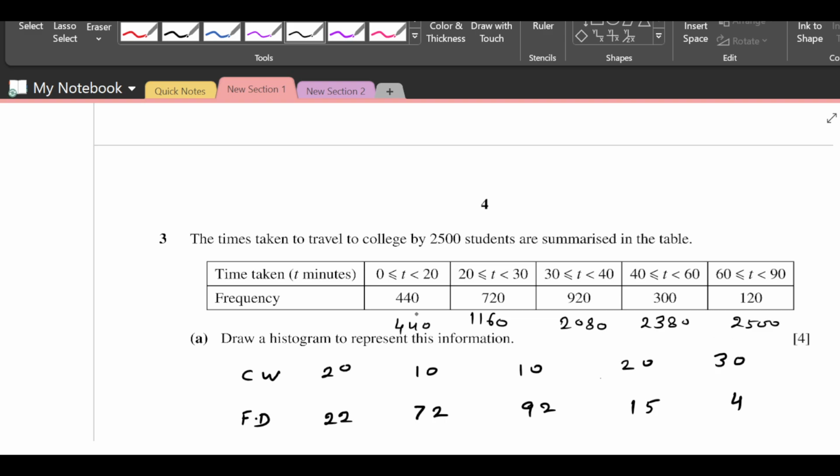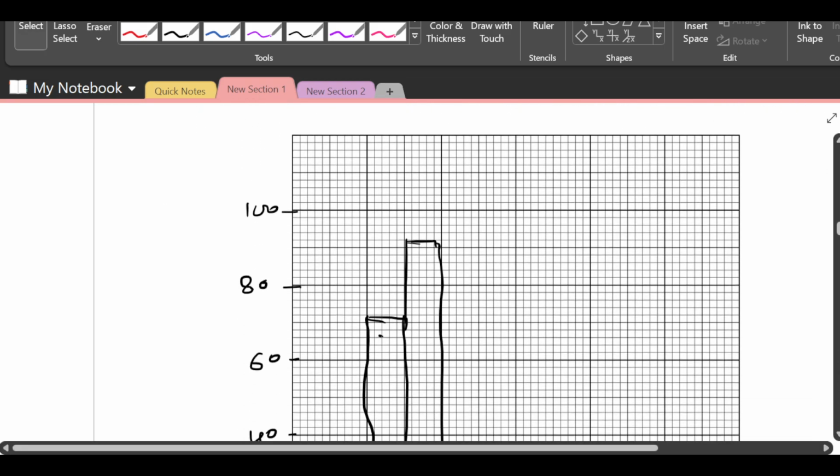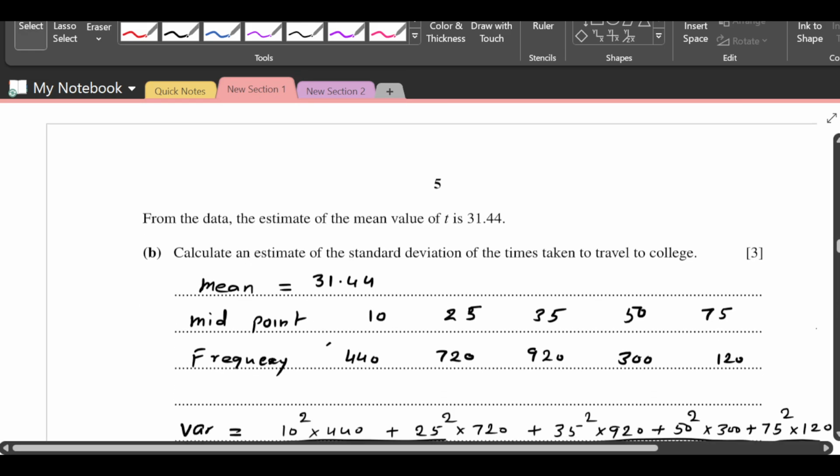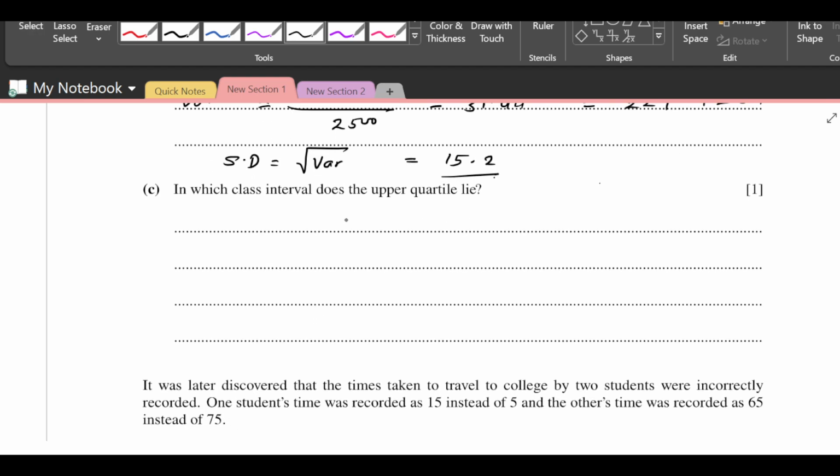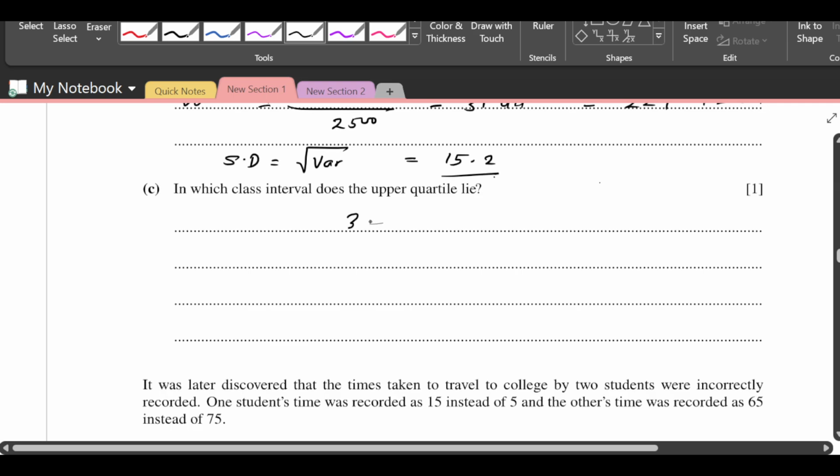Okay, so upper quartile, that means 3 divided by 4 times 2500, 1875. So 1875, it is here. Okay, so 30 to 40. So here the question is, in which class interval does the upper quartile lie? So it lies in the class interval of 30 to 40.